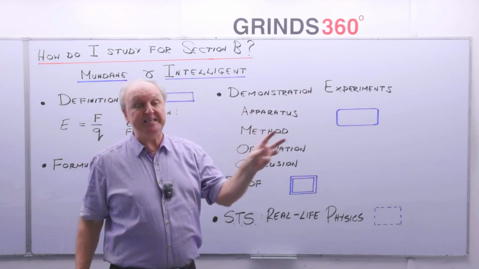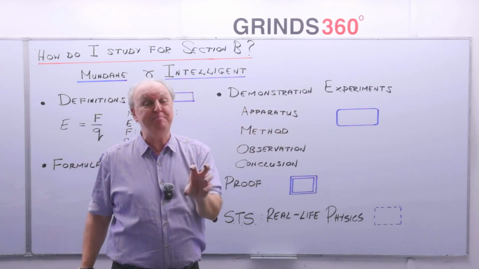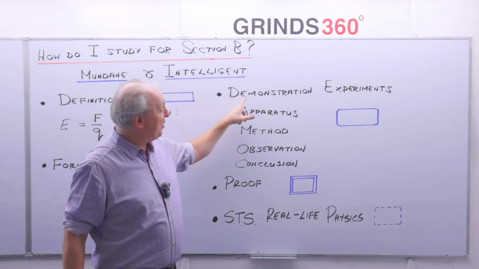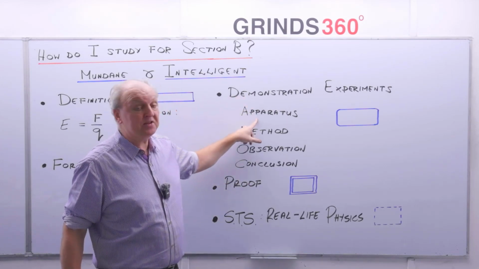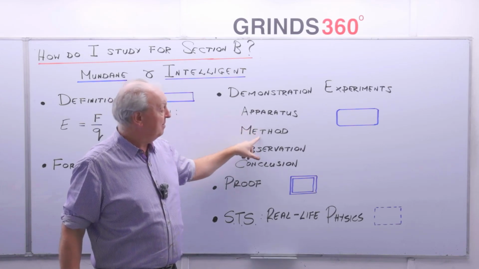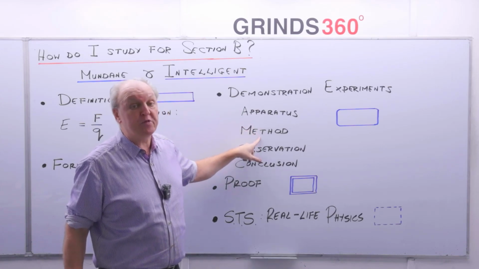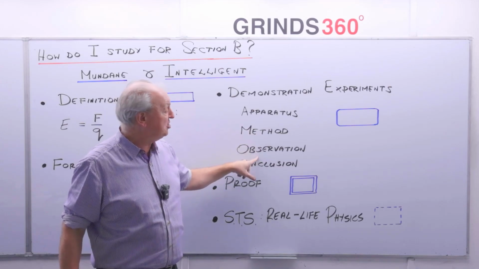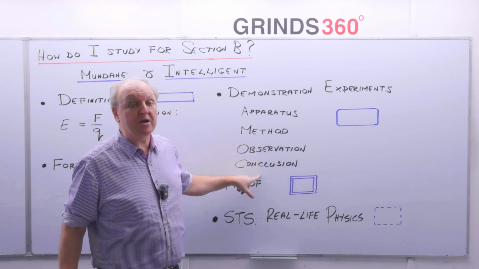Now, anytime you get a demo experiment, they're a right pain to learn, but you should set it out in this way every single time. Apparatus with a simple diagram. Method, no need to write down 1, 2, 3, 4, 5, just a couple of short sentences will do. Observation, and sometimes a conclusion.